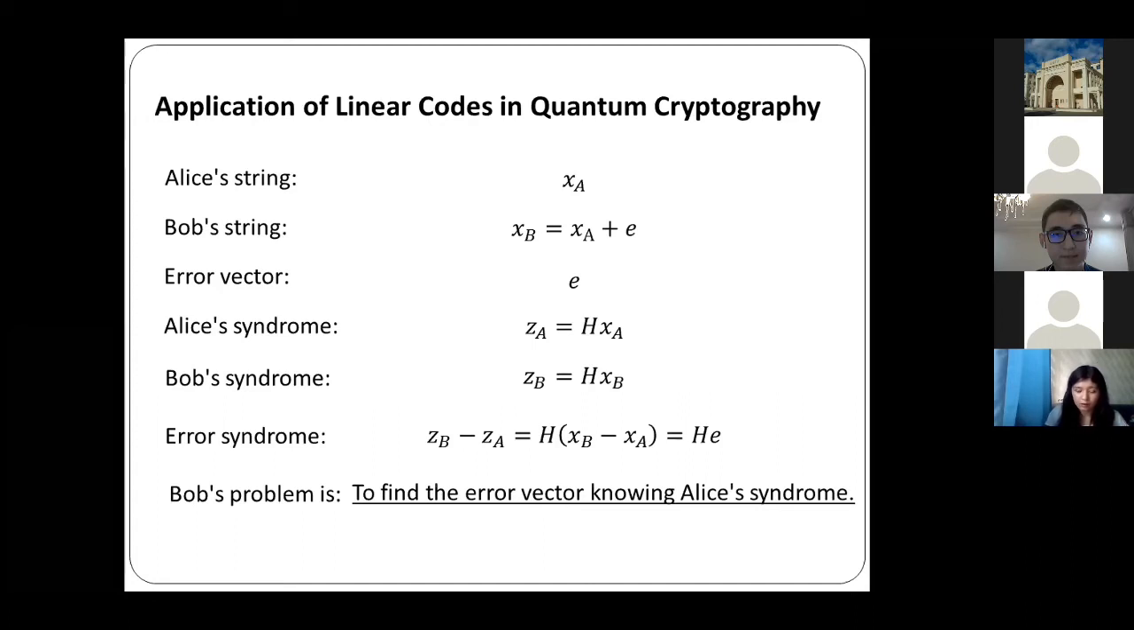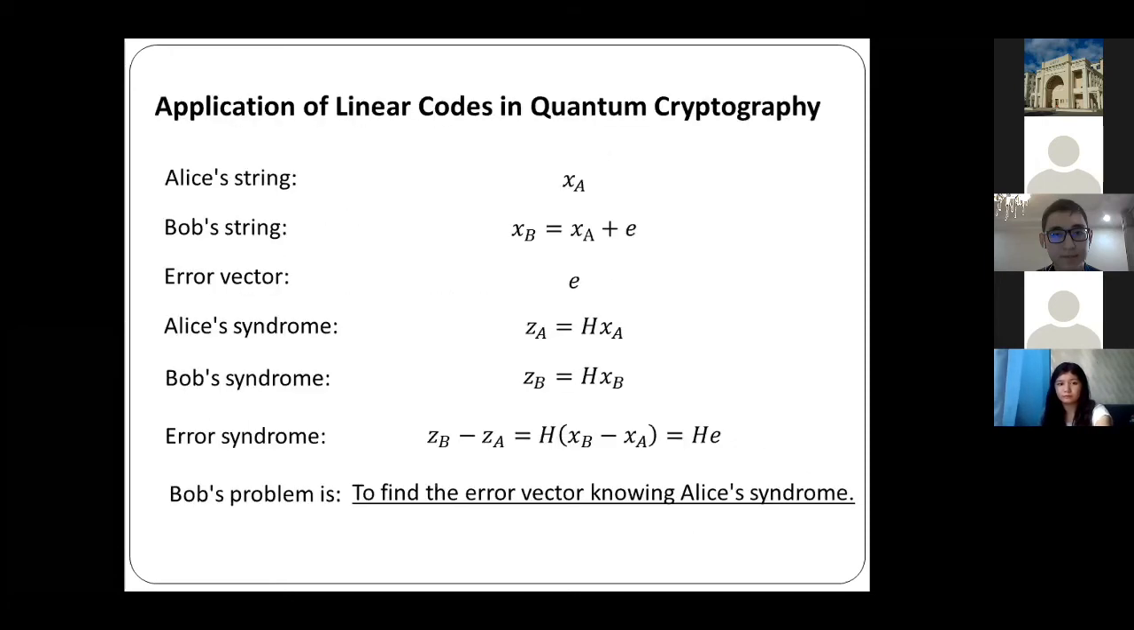Bob subtracts Alice's syndrome from his syndrome and gets the error syndrome. Bob's task is to find the error vector knowing the error syndrome. After finding the error vector, Bob adds it to his string and gets Alice's string. Since the only thing Alice sends to Bob is Alice's syndrome, you can count the number of bits disclosed as a result of error correction. The number of disclosed bits is the length of the syndrome.